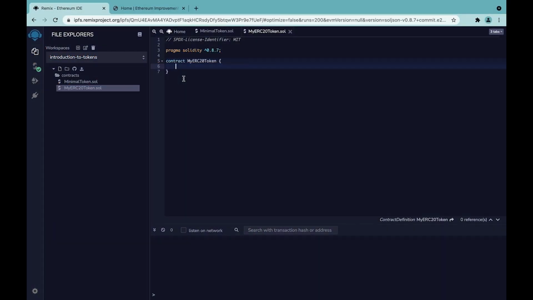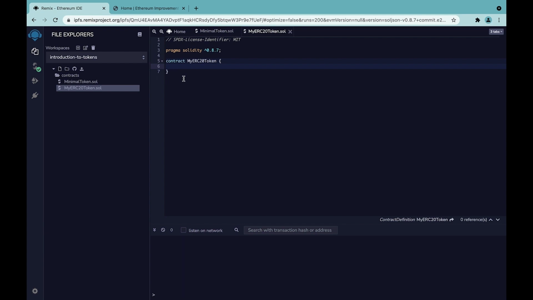Now it is the time to create a token, but now we are going to create a token that is fully compliant with the ERC20 token standard from Ethereum. The first thing we are going to do is analyze the anatomy of an ERC20 token, and then we will create our own token.